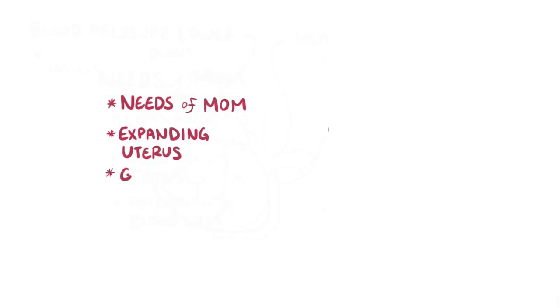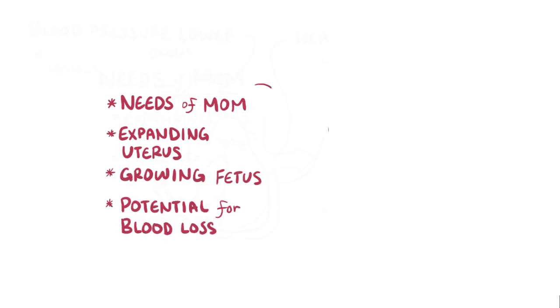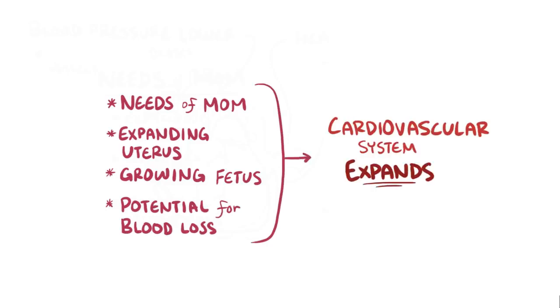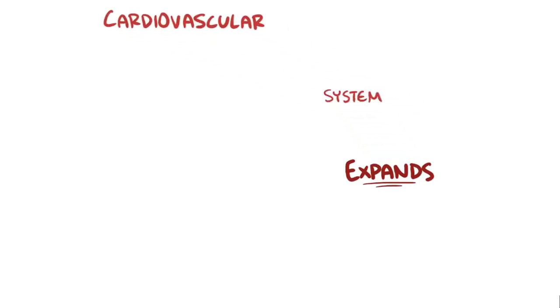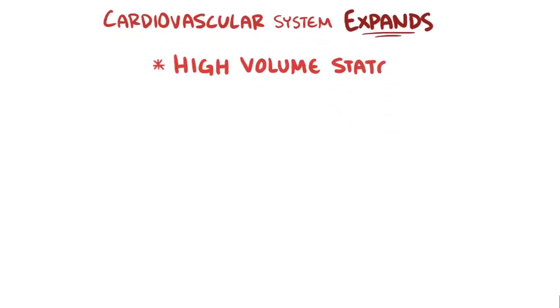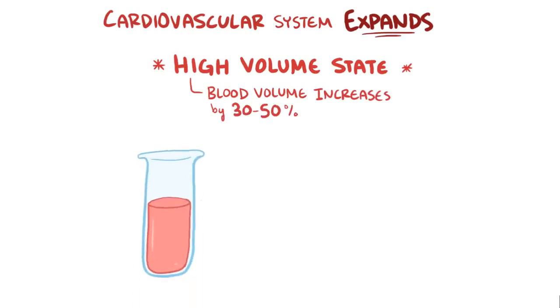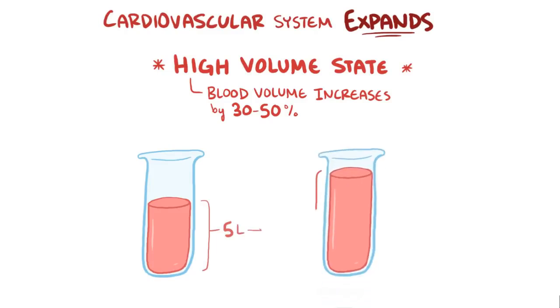To accommodate the needs of mom, an enlarging uterus, and a growing fetus, as well as having some reserve for the blood loss that happens during delivery, the cardiovascular system has to expand. Pregnancy is called a high-volume state because the circulating blood volume increases by 30 to 50%, which means that an average woman will go from having 5 liters of blood to about 7.5 liters of blood by the 3rd trimester.